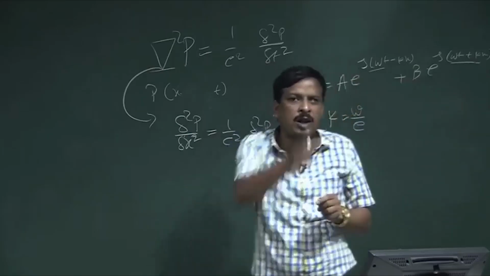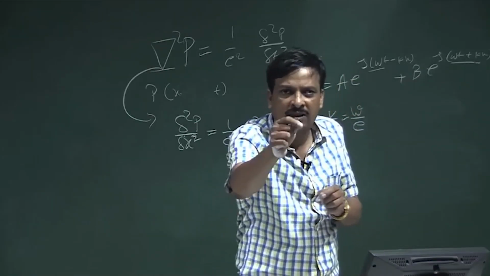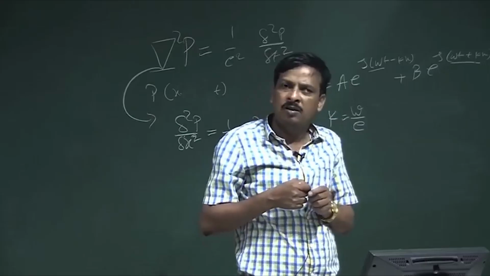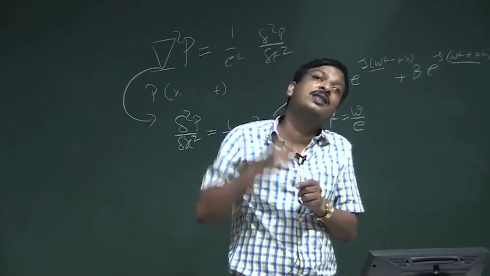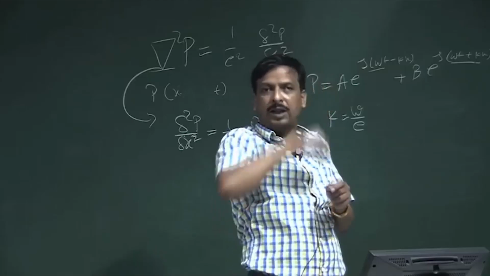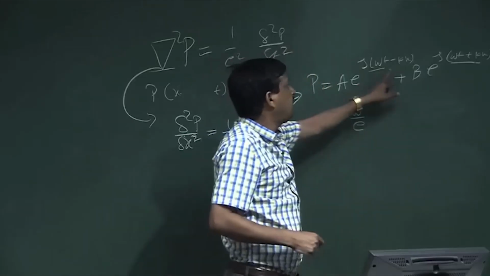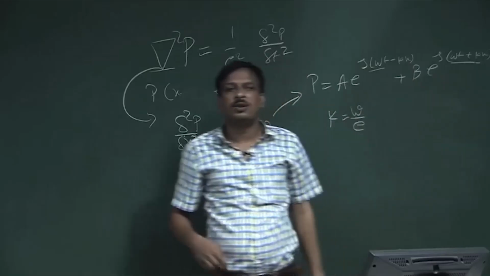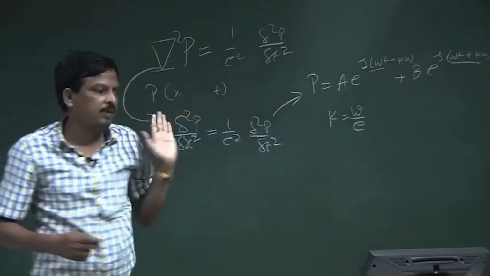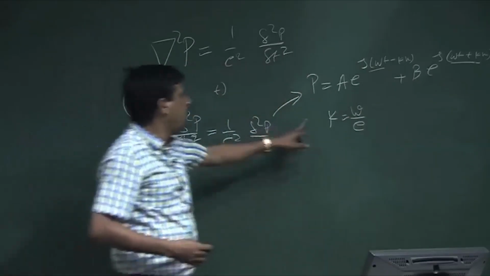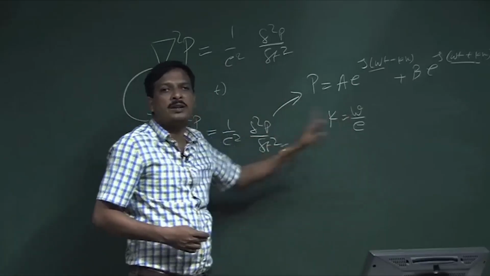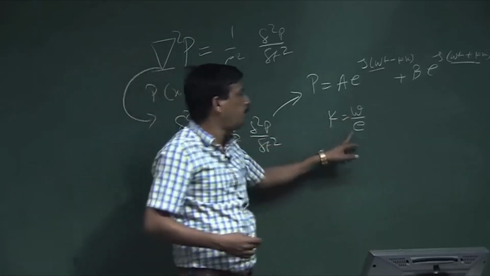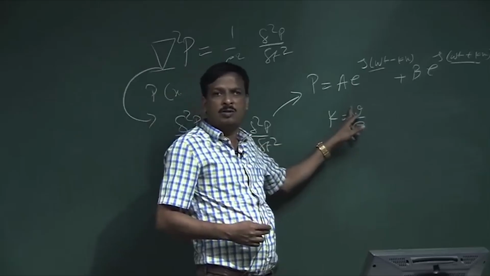So if it is a forward wave, then it is minus. If it is a backward wave, then it is plus. So forward wave means distance is covered, and backward means distance is yet to be covered. So that's why minus kx, plus kx. One is the forward wave, another is the backward wave, and k is the wave number, omega by c, where c is the velocity of the sound and omega is the frequency of the sound.